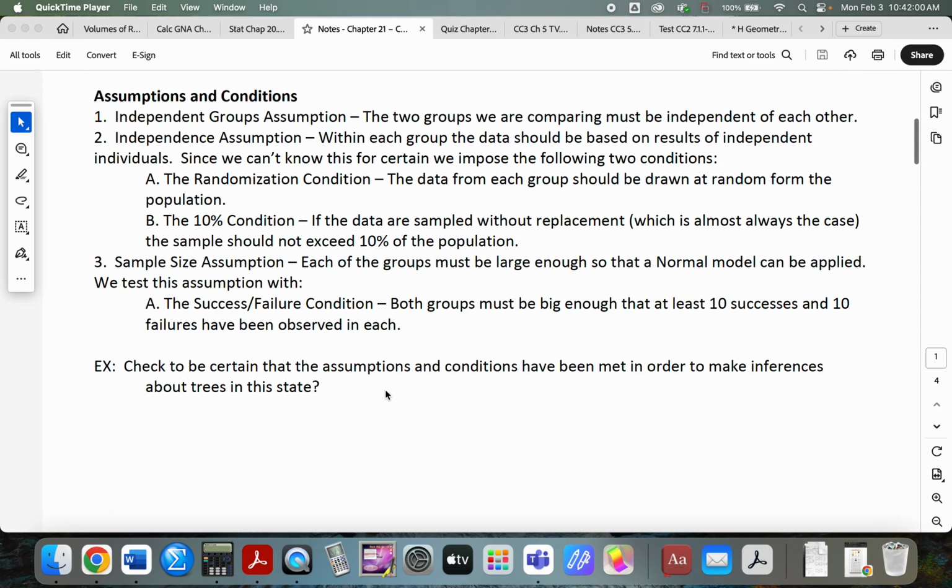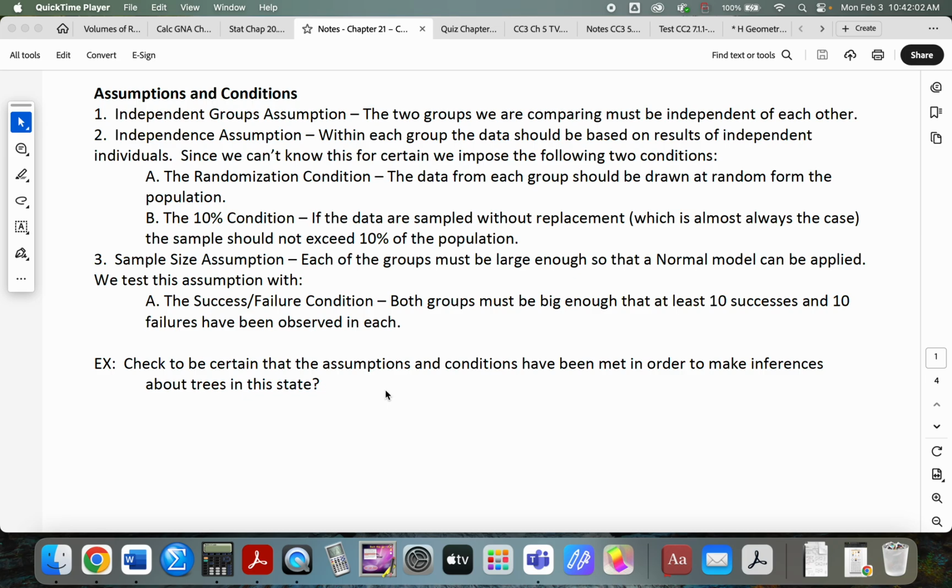The assumptions are similar to what we've been doing with some add-ons. First thing is the groups have to be independent of one another. In this example, we'll do that in just a second down here. The independence assumption: within each group, the data should be based on the results of independent individuals. Since we can't know this for certain, we impose the following two conditions. The randomization condition, that the data from each group should be drawn at random from the population, and the 10% condition, if the data are sampled without replacement.